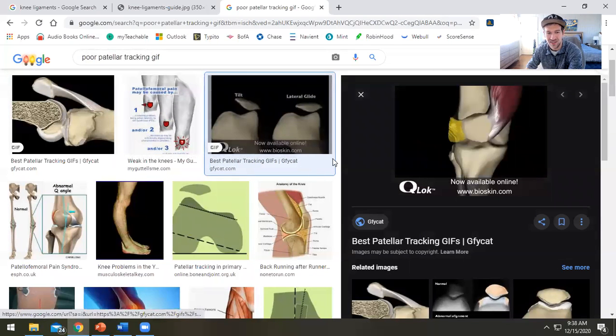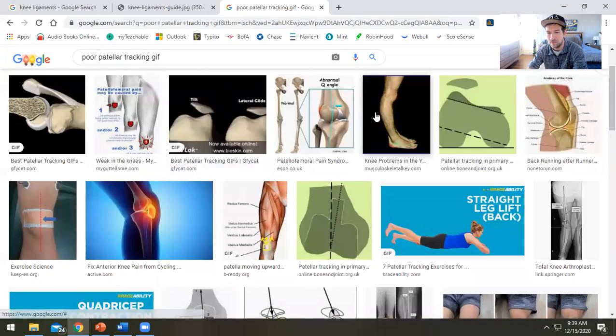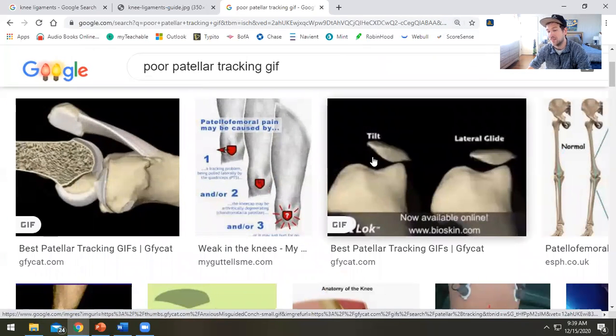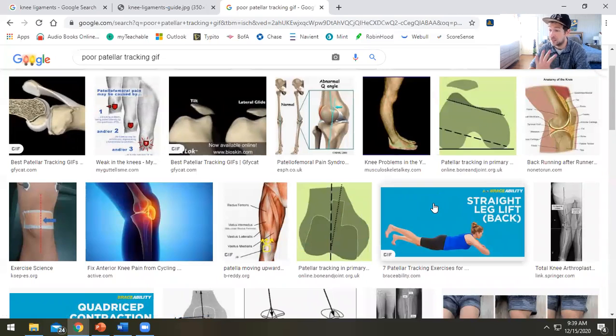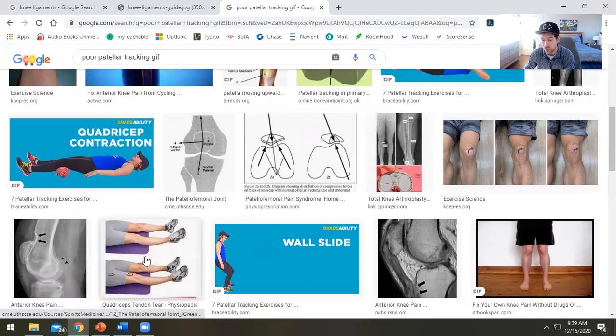So in this picture here, you can kind of see it off to the side here. See the tilt or the glide, right? You can see it. I'm going to zoom in here. It'll basically not slide in this groove the way it's supposed to. It'll either be way too far tilted or glided off to the side. So that'll be poor patellar tracking. It'll move into one side, it'll move to the other. It can go in all the directions, by the way. You can actually see poor patellar tracking in any direction.